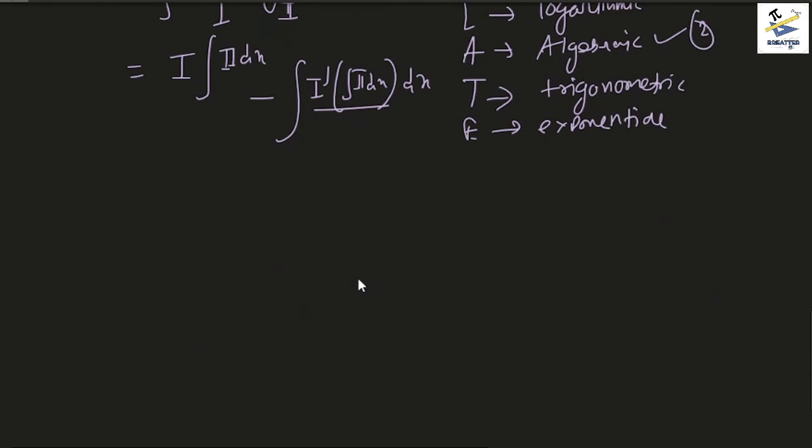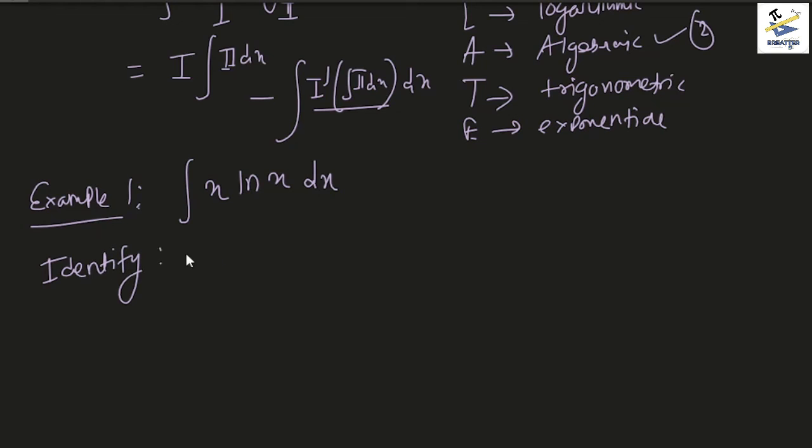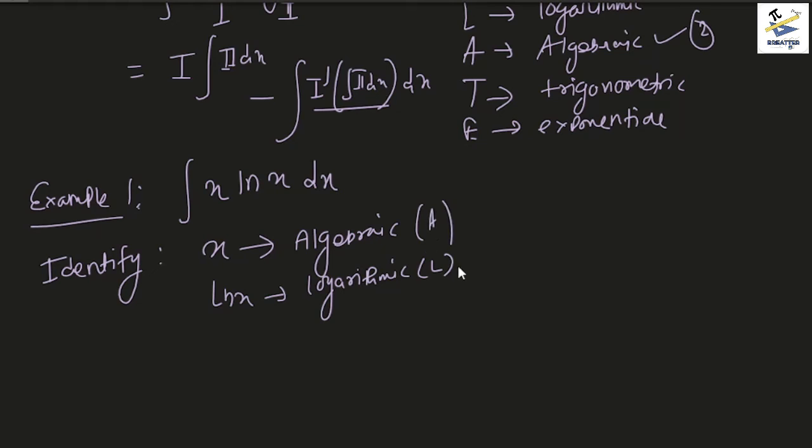So let us take some examples so as to understand how this works. Example 1. Let us find the integral of x log x dx. Okay, so identify: x is an algebraic function, right? ln x is logarithmic. So which one is more up the list? Obviously the logarithmic one, right? So ln x should be treated as the first function and x should be treated as the second function.